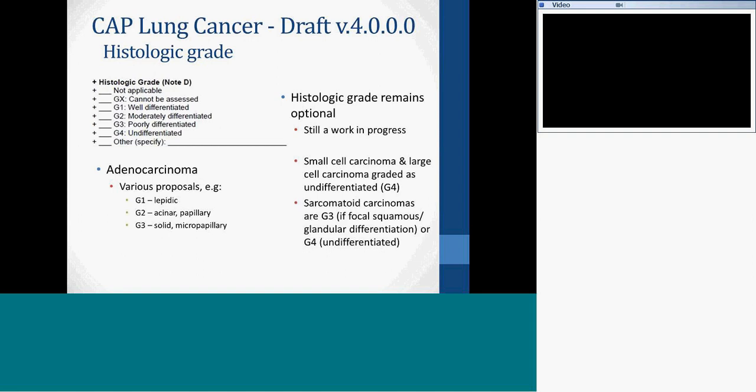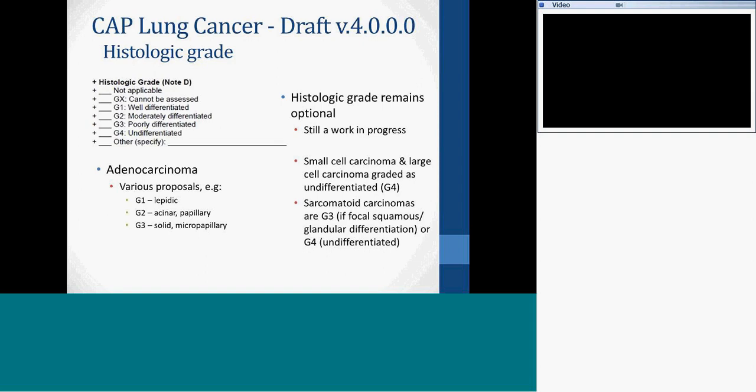For adenocarcinomas, there have been a number of different proposals looking at different parameters. One proposal that seems to be widely in use is that lepidic predominant tumors would be considered G1, or well differentiated, acinar and papillary tumors would be considered moderately differentiated, or G2, and solid and micropapillary tumors would be considered poorly differentiated, or G3. These would correlate with the graphs that I've shown previously, in correlation of these subtypes with either survival or response to chemotherapy.